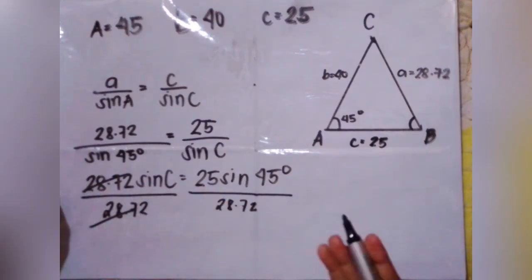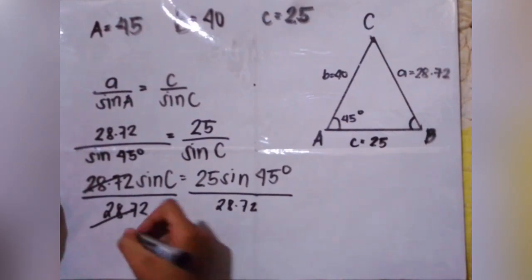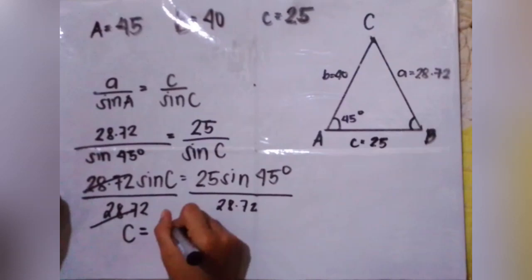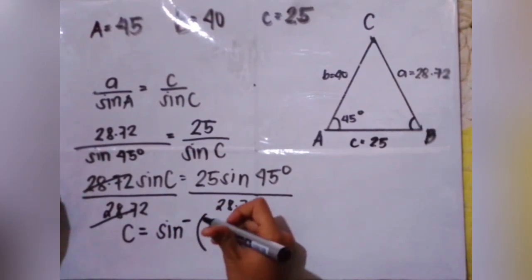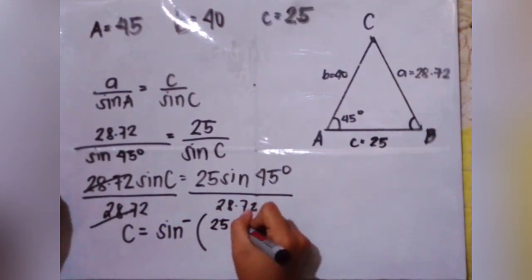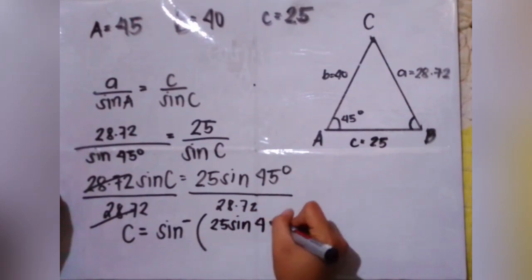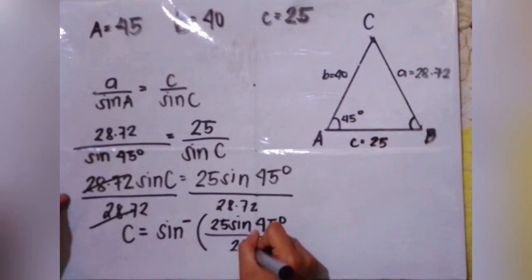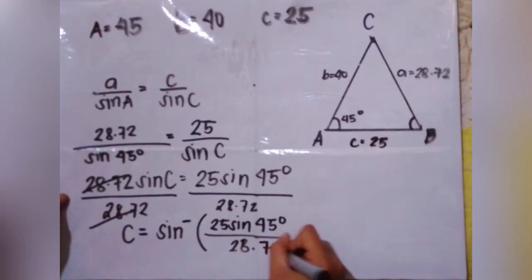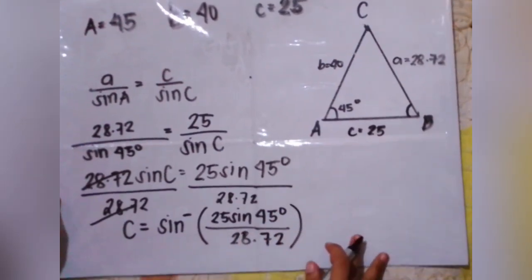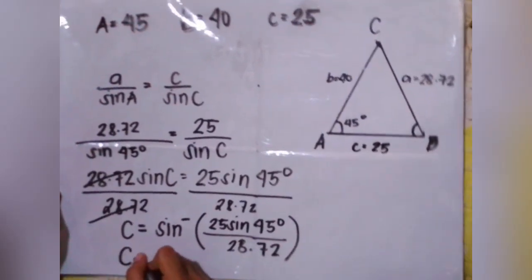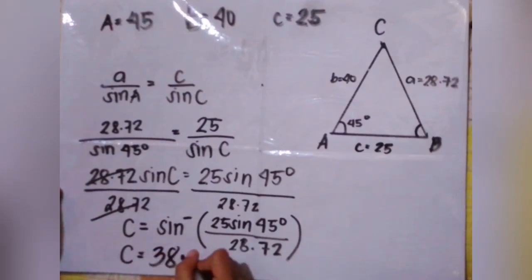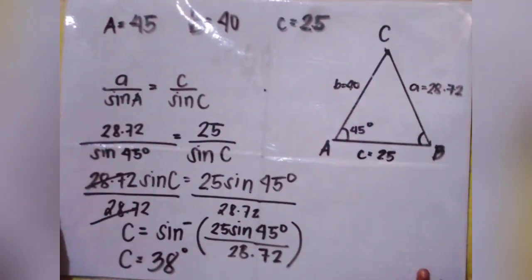Get the angle by using the inverse sine. Angle C is equal to arcsine of 25 times sine 45 degrees over 28.72. Therefore, our angle C is equal to 38 degrees.